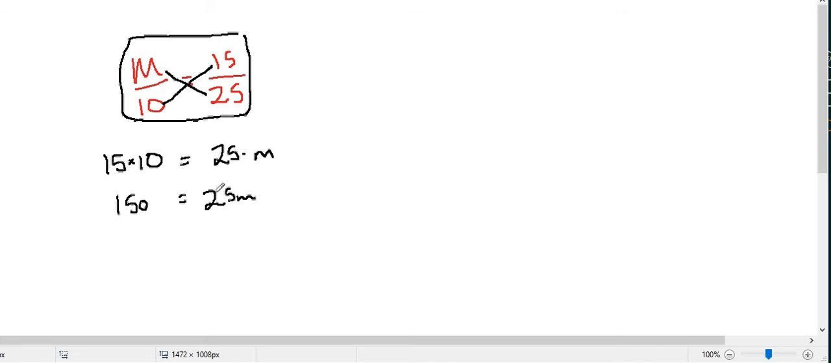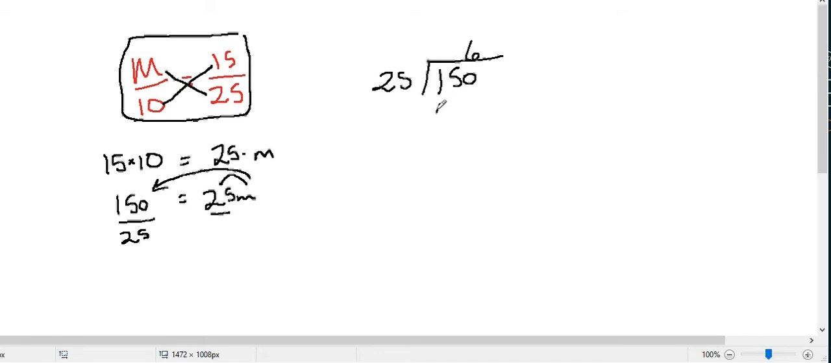All right? How we solve from here is like a missing number problem. 25 times what is 150? How do you find the missing factor? You divide the product by the known factor, like that. All right? How many times does 25 fit in there? 6 times, I think. So 6 is m.